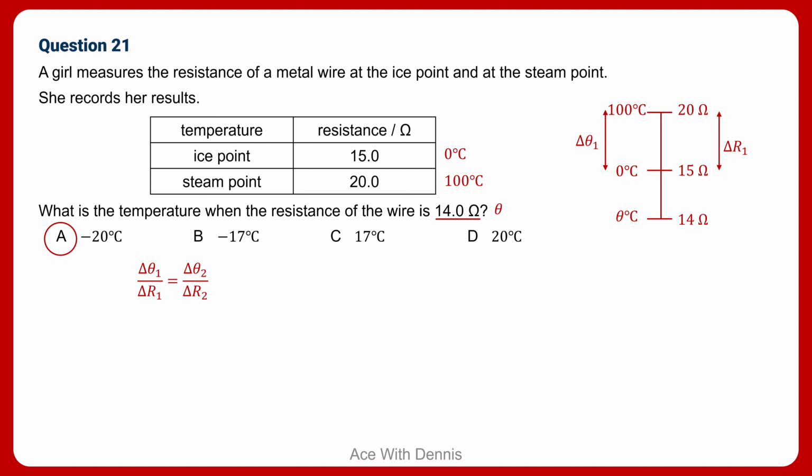So let's plug the values into the equation: 100 minus 0 over 20 minus 15. So this is the change of temperature 2, and this is the change of resistance 2. Let's plug in the values: 0 minus theta over 15 minus 14. Then we solve this equation. We'll get negative theta equals 100 over 5, which means theta equals negative 20 degrees Celsius.